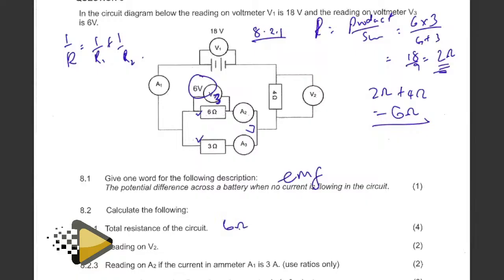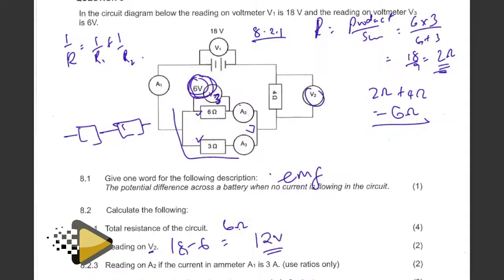Then 8.2.2, the reading on V2. V2 is here. If this is 6 volts, and remember this is in series with the 4 ohm, then in any series combination the voltage is split up. So if this is 6 volts, we just subtract from the total: 18 minus 6, and we get 12 volts.